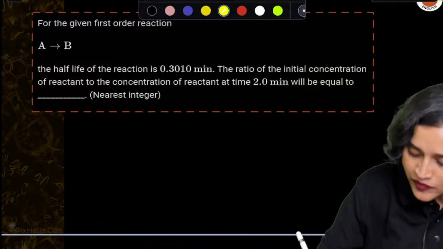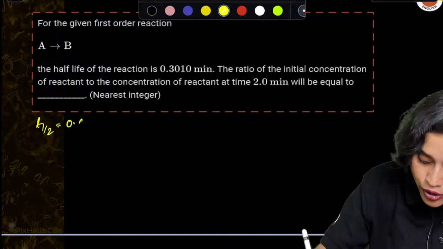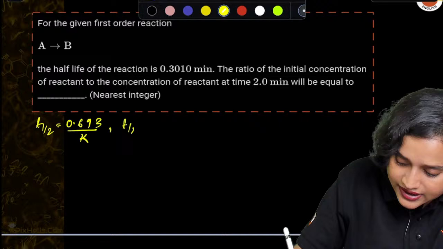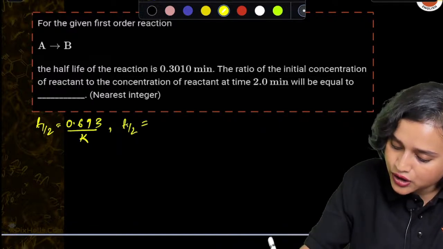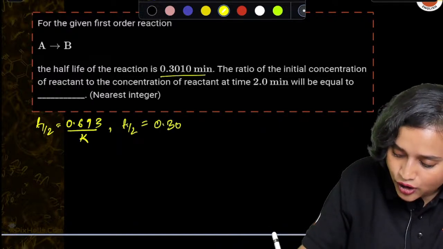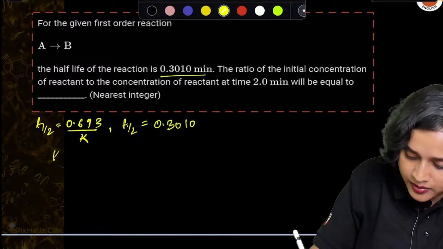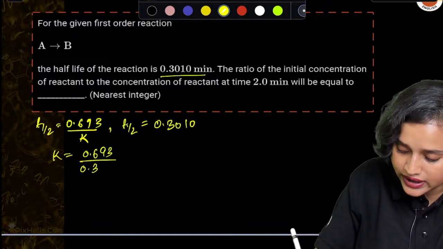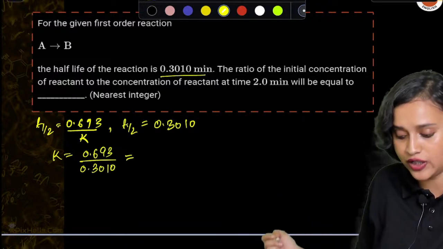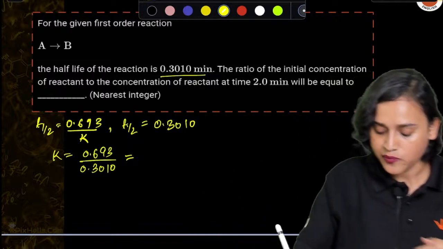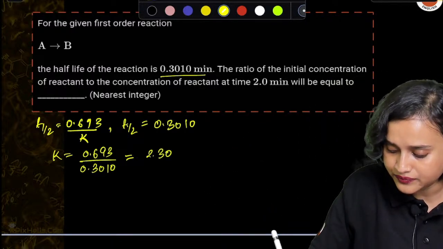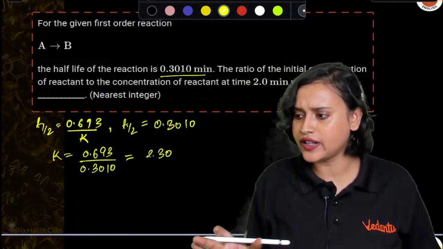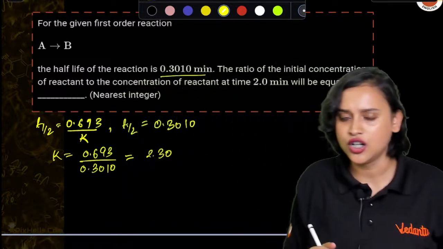So let us do it. Now we all know that t half is equal to 0.693 divided by k, isn't it? And t half given to you is 0.3010. That means if I want to calculate k, k will be equal to 0.693 divided by 0.3010. If you calculate this, how much will you be getting? It will be 2.30. Thank you, Tanishka. 2.30. Yes.